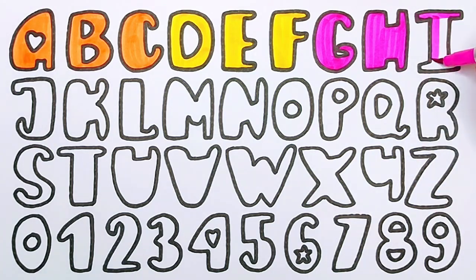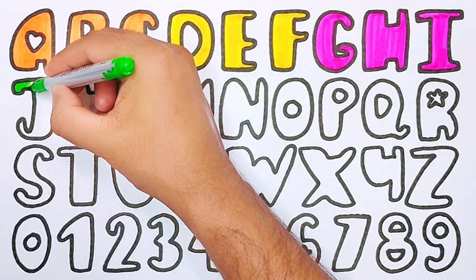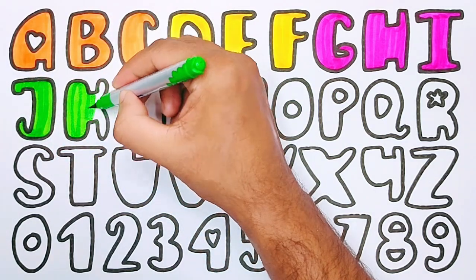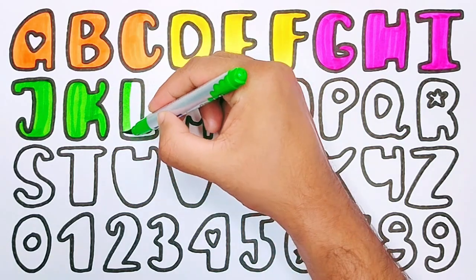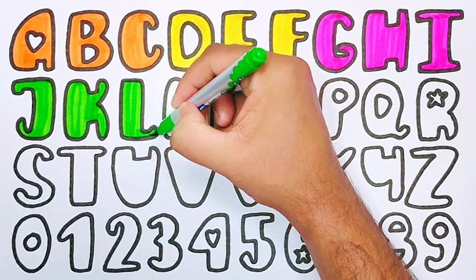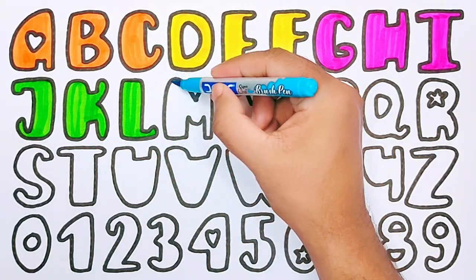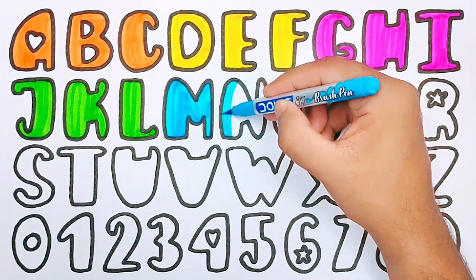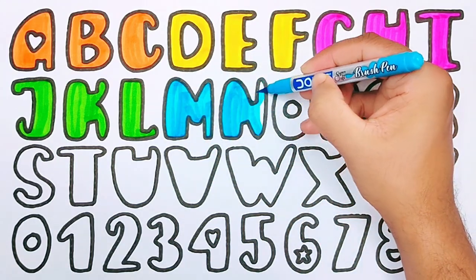I. I for injection. Green color J. J for jackfruit. K. K for kangaroo. L. L for ladybug. Sky blue color M. M for marker. N. N for nose.